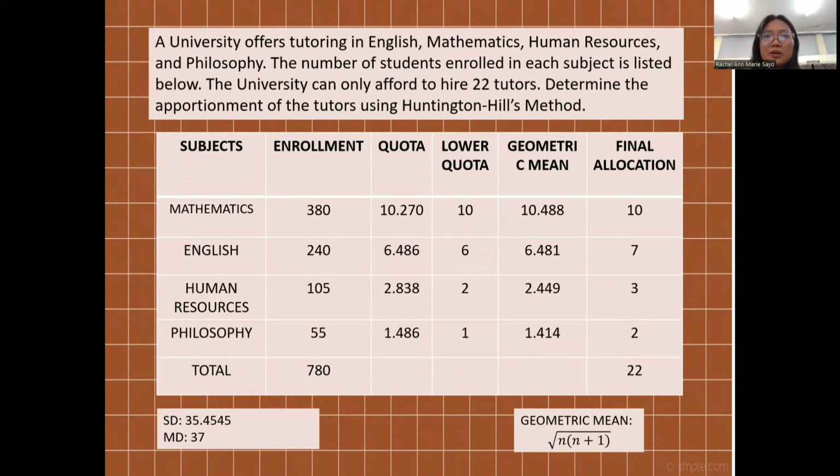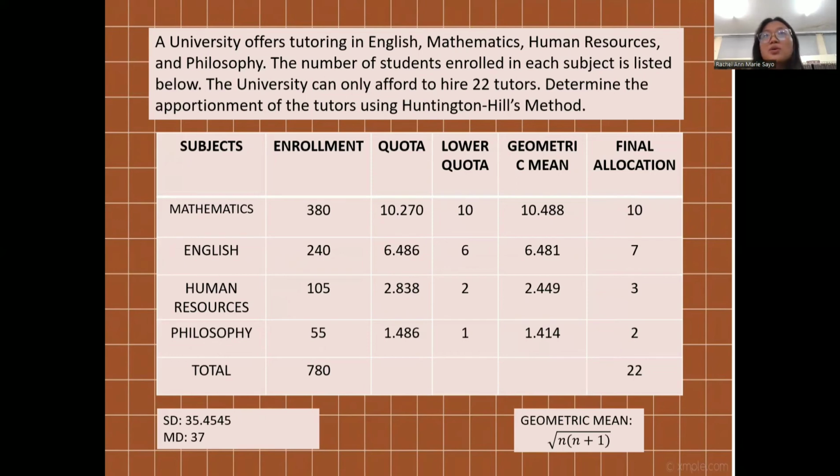And the geometric mean, if you can see on the lower part on the right, is the square root of n multiplied by n plus 1. Our n here is 4, and then we add 1 to it and square it. Okay, geometric mean 10.488. If you have calculators, you can also solve it. 6.481 for English, human resources 2.499, and philosophy 1.422.